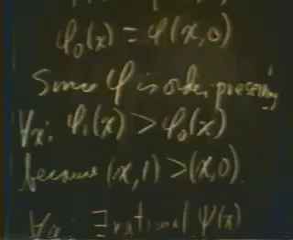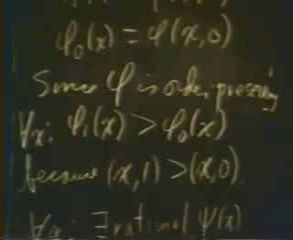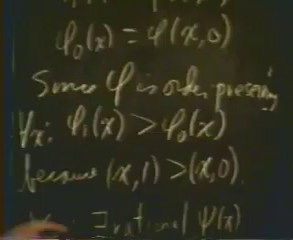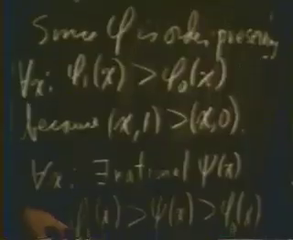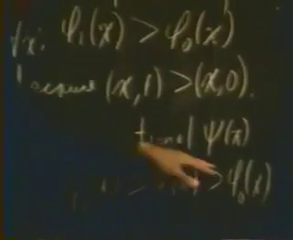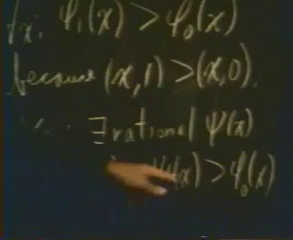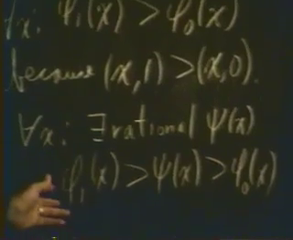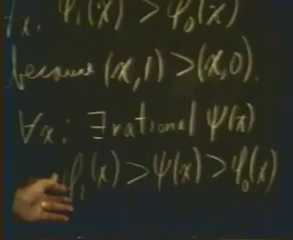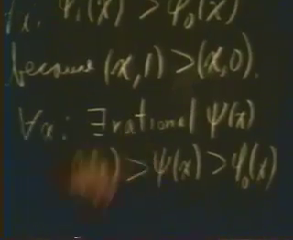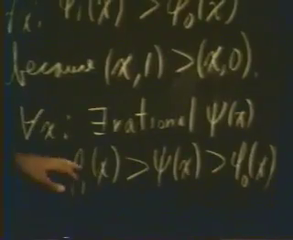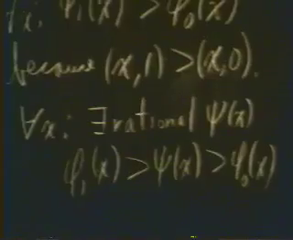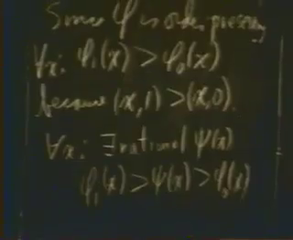Now, for every real number x, we also know immediately that there exists a rational number, let's call it psi of x, that lies in this open interval between phi 1 of x and phi 0 of x. Why? Because it's a familiar property of the real numbers that between any two distinct real numbers, there exists a rational number. So psi of x is strictly between phi 1 of x and phi 0 of x. But such a phi defines an impossible mapping.